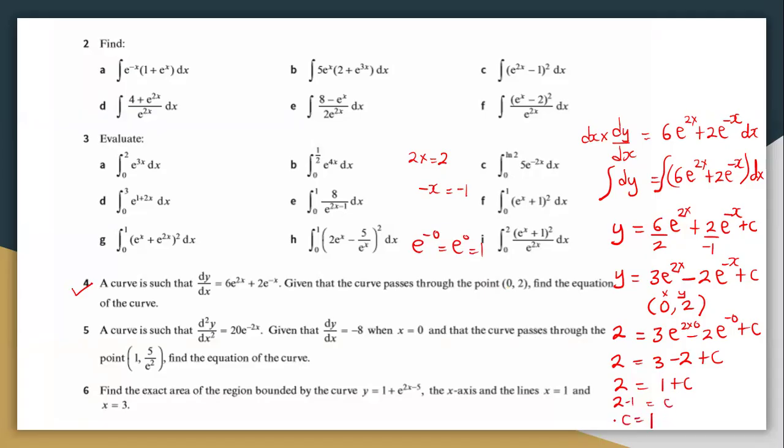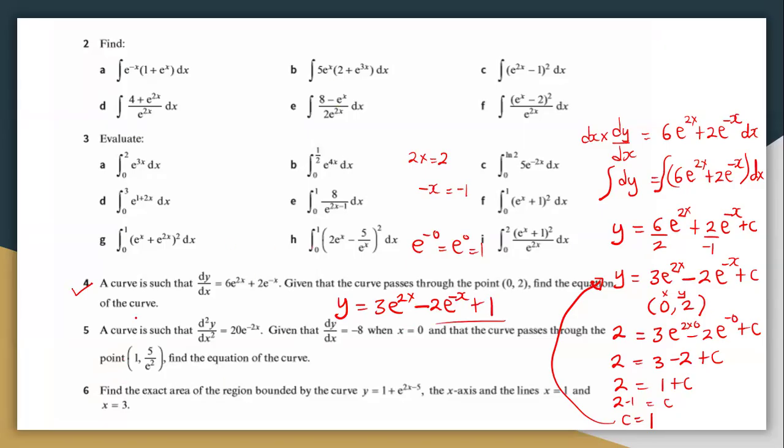Now, after obtaining your constant, you go back to the equation and you fill in. So we shall have y equal to 3e^(2x) minus 2e^(-x) plus 1. That is what you call the equation of the curve. So that is how you obtain it.